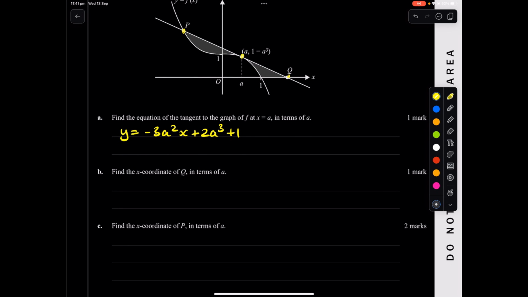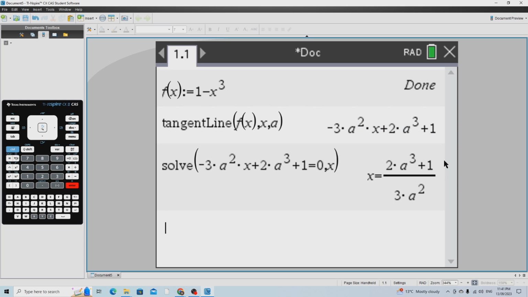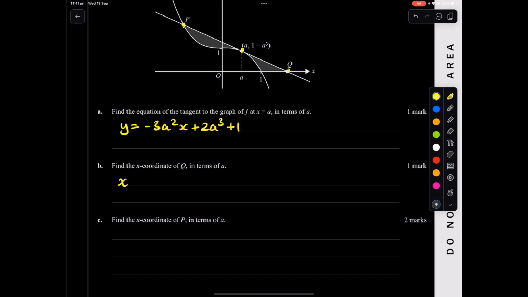Find the x coordinates of Q in terms of a. Okay, so just say solve this equation over here equals 0, comma x. Done. So your x coordinate is x equals 2a to the power of 3 plus 1 all over 3a squared.